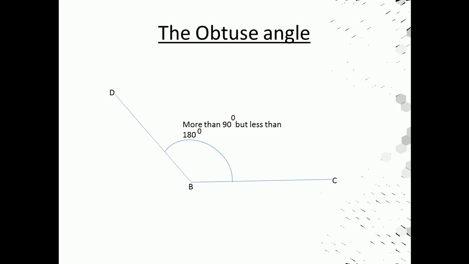Good. Then we talk of the third type of angle we call the obtuse angle. What is an obtuse angle? I hope you know that, or your definition is probably correct. It is an angle that is more than 90 degrees, but also less than 180 degrees.